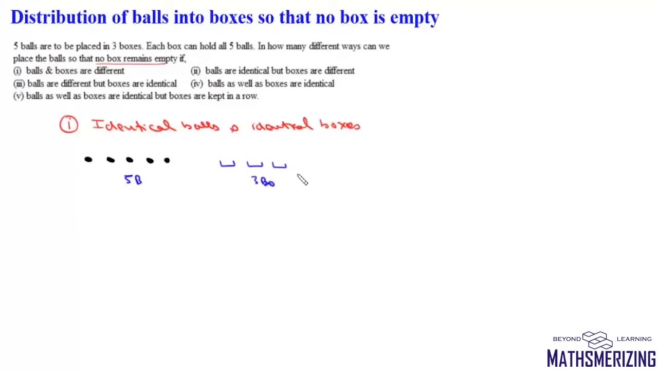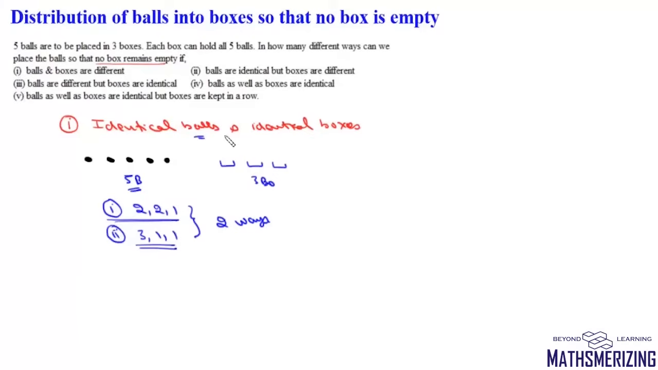Now in how many ways can we distribute these 5 balls in 3 boxes so that no box is empty? We know that the distribution can be done either as 2, 2, 1 or as 3, 1, 1. So there are only 2 ways with which we can distribute these 5 balls in 3 boxes so that no box is empty.